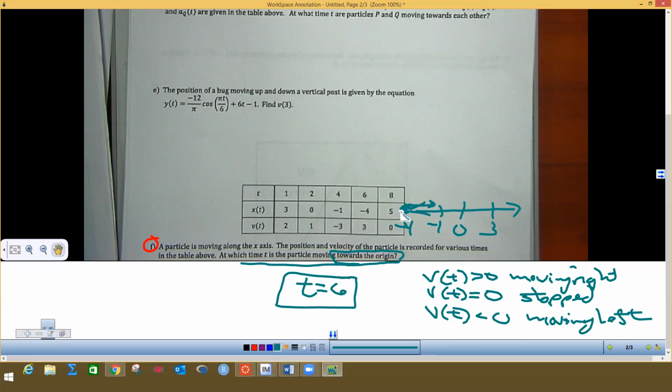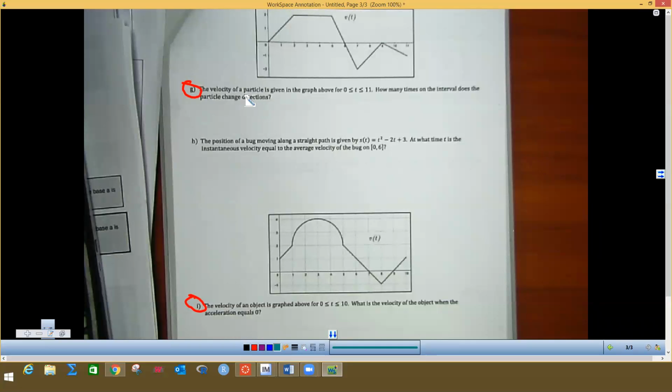And if we look at 5, it's out here at 5, and this says it's not moving at all. Okay, going on to G. G says the velocity of a particle is given at the graph from 0 to 11. How many times on the interval does the particle change direction?